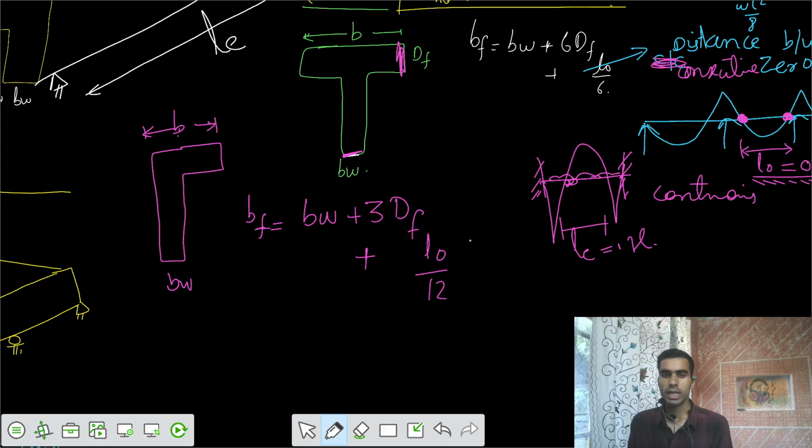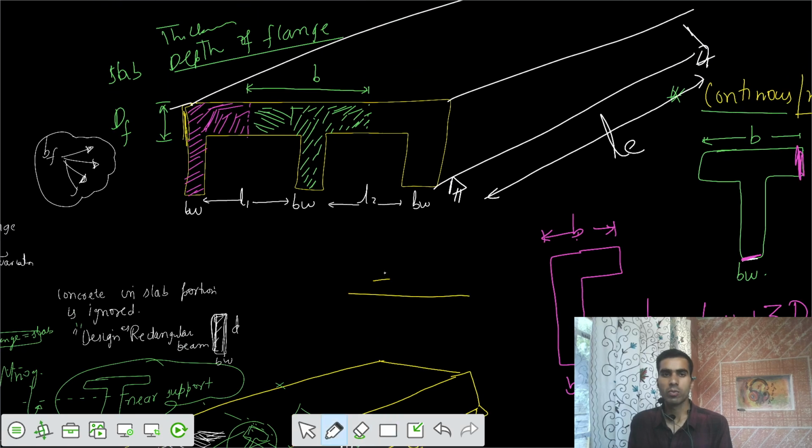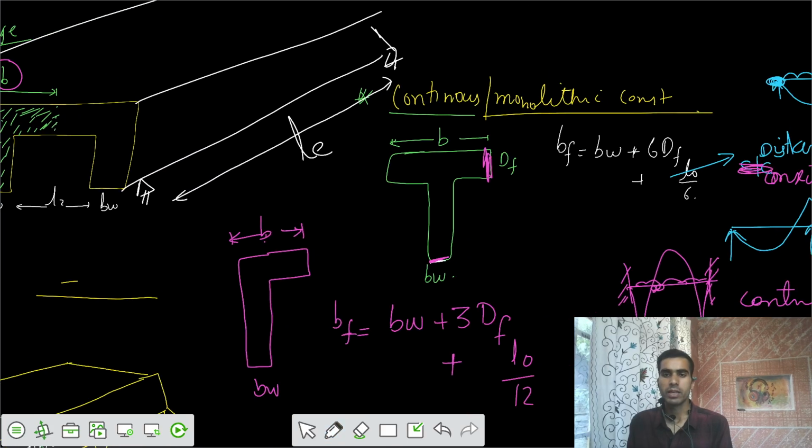And one more criterion is that we have to ensure that your B effective is not more than the actual B. So one more limit we need to apply: the overall value, the BF you got from this equation, should not be greater than BW plus L1 by 2 plus L2 by 2. It should not be greater than that.